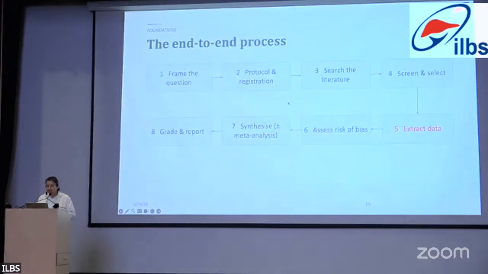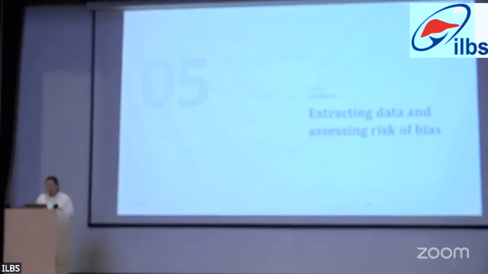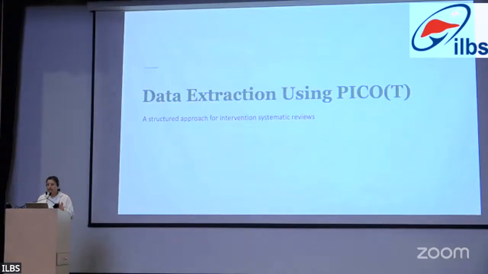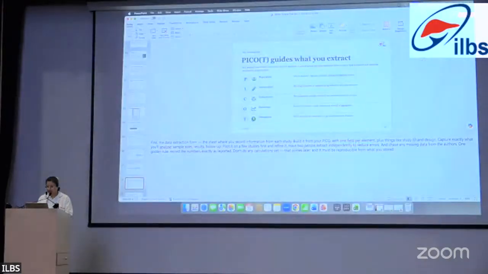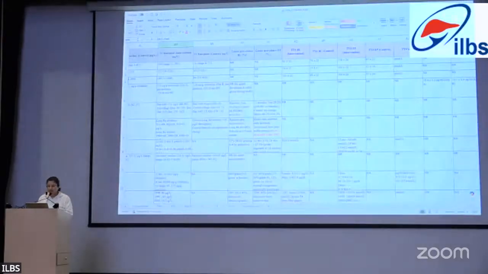Then comes data extraction. Extraction again is very important because a lot of things will depend down the line on the data extraction sheet, which we extract in the form of Excel, and we will assess the risk of bias down the line. So data extraction heavily depends again on the PICO format. So for example, for our population, one variable will be age, sex, condition.